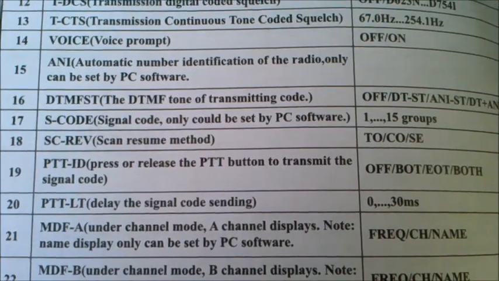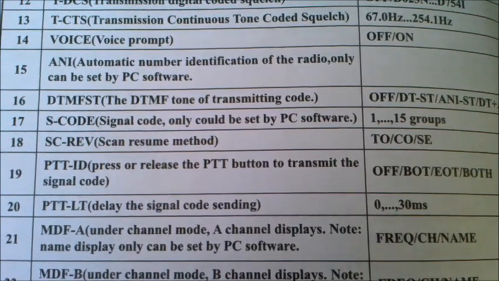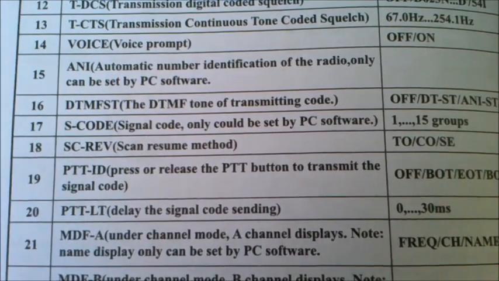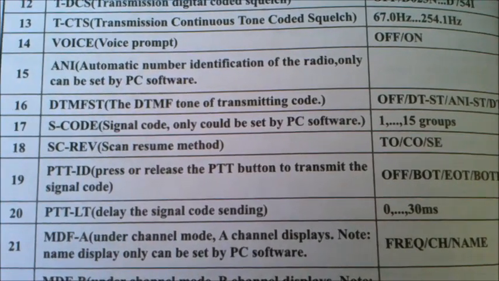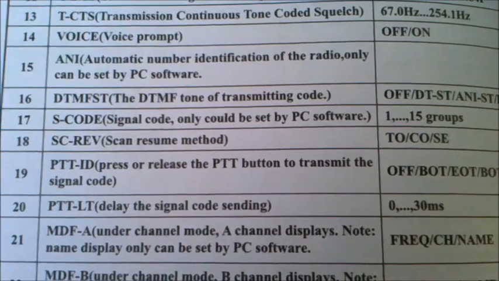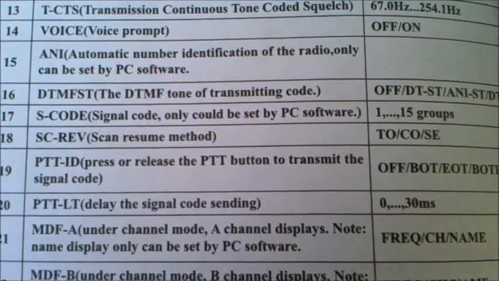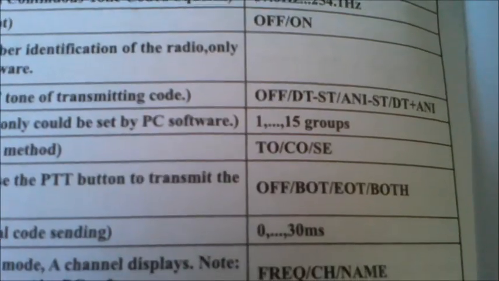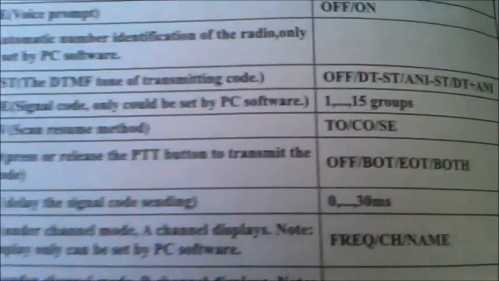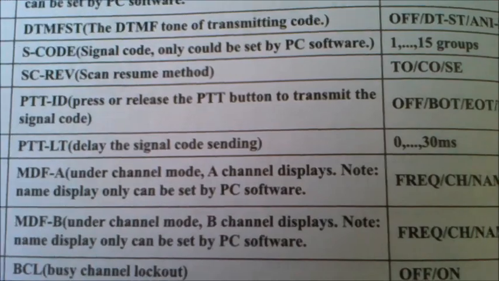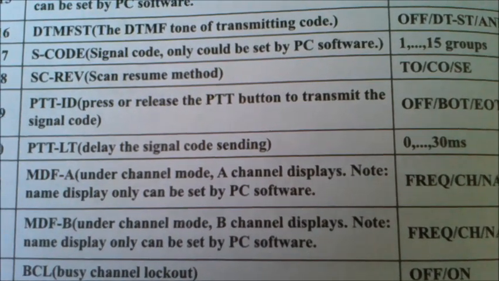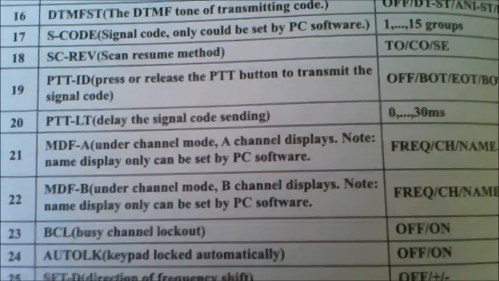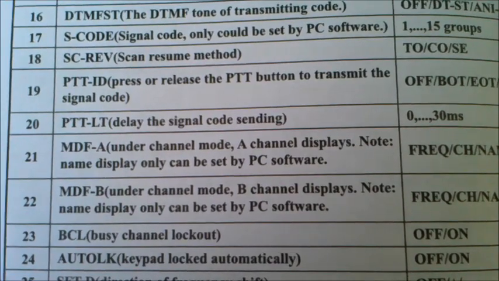19 is a PTT ID. That is a signal that's transmitted when you push to talk, so that if you wish to set it up so two radios recognize each other but no others, and no other radios can interfere with a conversation, it is a kind of a privacy type setting. PTTLT is a limiting code for time for push to talk for the signal.